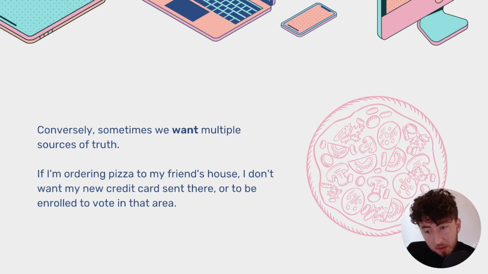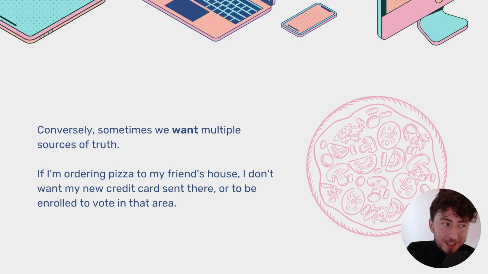Conversely, this is another interesting thing with the concept of sources of truth. Sometimes we actually want multiple sources of truth, right? Because say if I go over to my friend's house and we want to order pizza, and I open up a delivery app and I'm inputting my friend's address to order pizza, I don't want that to become the single source of truth for my address. I don't want my new credit card sent to my friend's house. I don't want to be enrolled to vote in my friend's area, right? So sometimes we actually want multiple sources of truth.